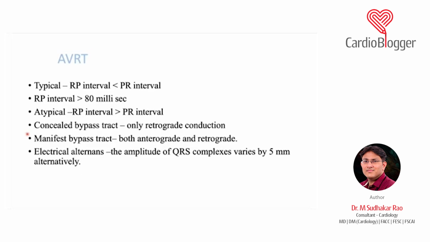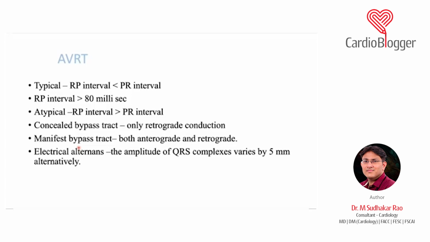This can be a concealed bypass, that they will always have an accessory pathway which can be concealed or manifest. Most of the time, the concealed has only retrograde conduction from the accessory pathway, whereas the manifest will have both the antegrade and the retrograde. Now this manifest can be orthodromic or antidromic. I have already discussed, but I'll come to it.